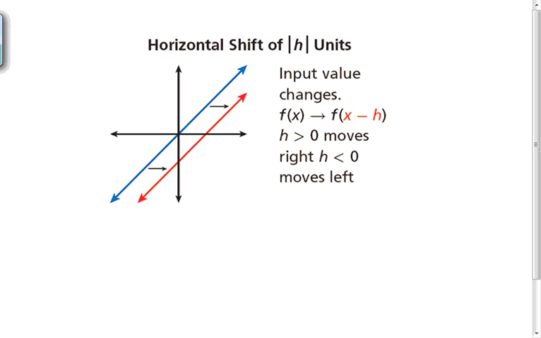So horizontal shift of h units. So the input value is changing. So your x is what's changing if it's sliding along the x-axis. That's what you see here, going from the green to the red. So when h is greater than 0, it moves right, and when h is less than 0, it moves left. So if you did +3, it moves over +3.